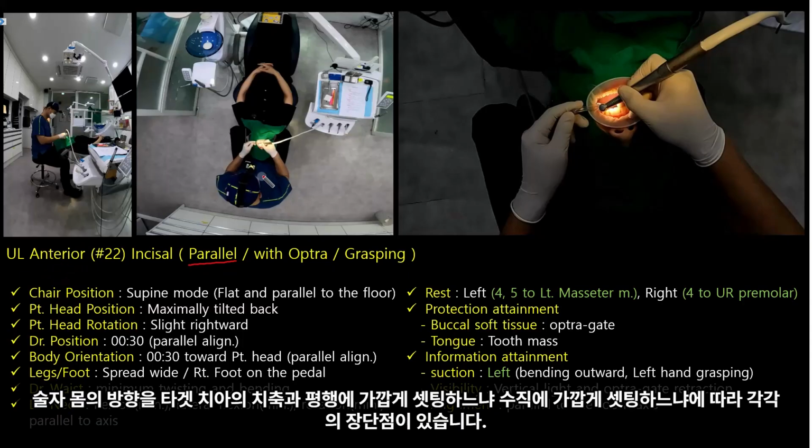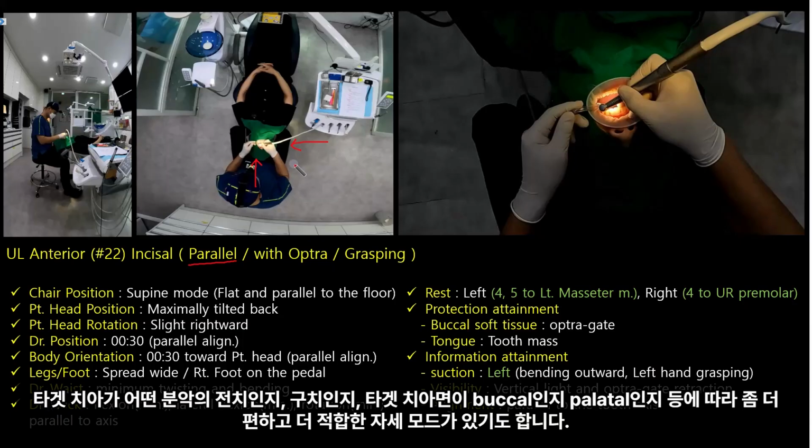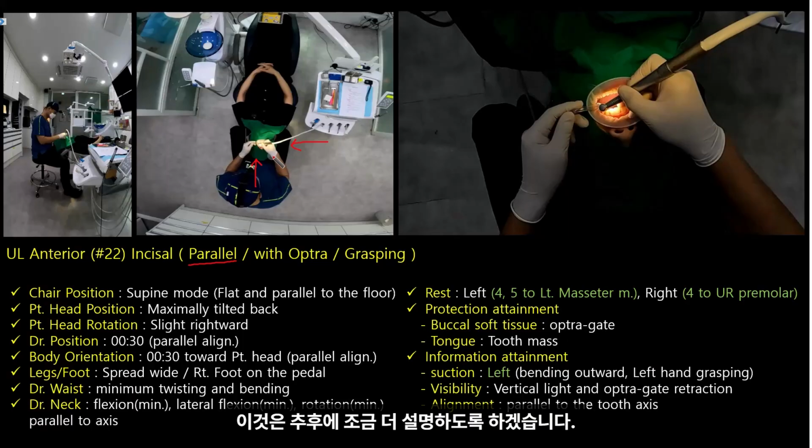There are distinct advantages and disadvantages to whether you align the operator's body parallel to the axis of the target tooth or position it nearly perpendicular to that axis. Depending on whether the target tooth is an anterior or posterior tooth in a quadrant, or if the target surface is buccal or palatal, there may be a more comfortable and suitable posture. I will explain this in more detail later.